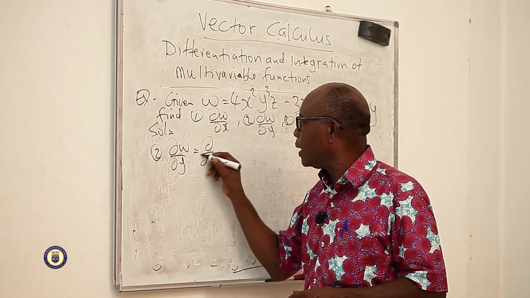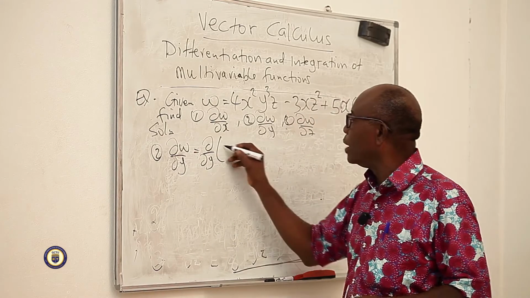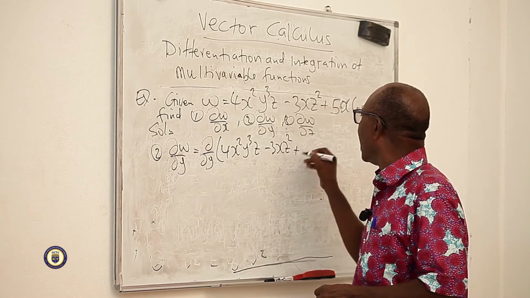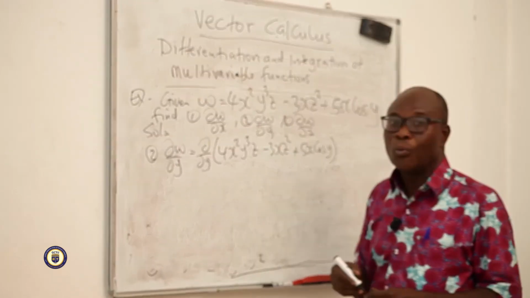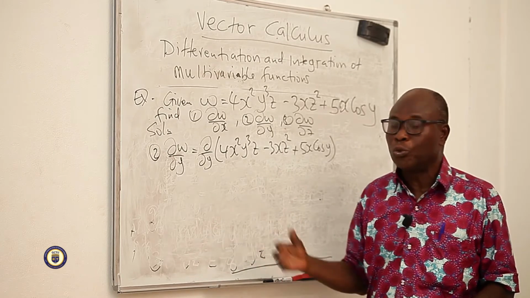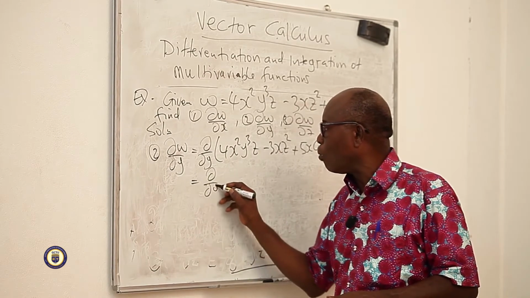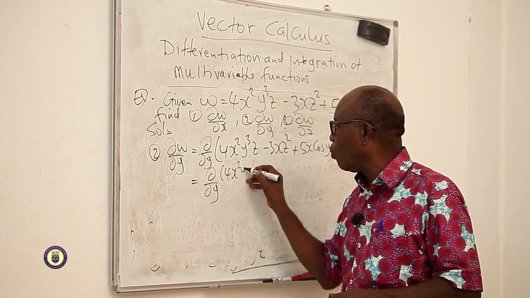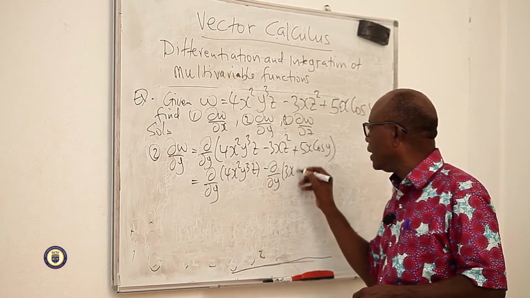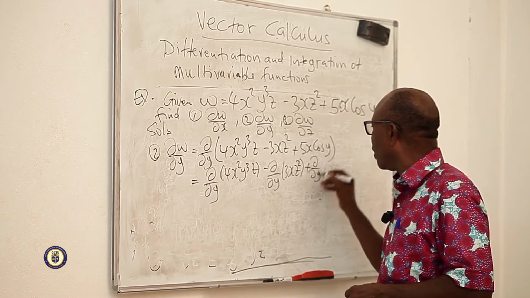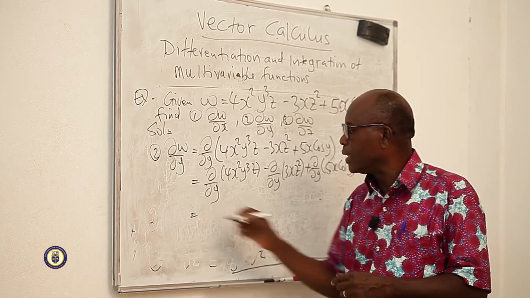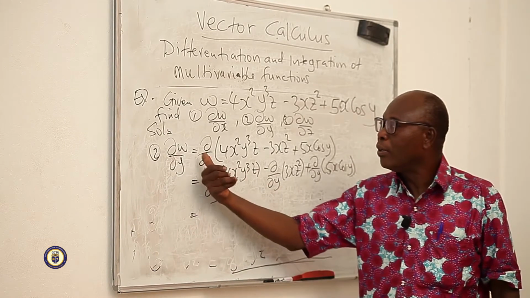And so partial y. And then w is this whole term, which is 4x squared y cubed z minus 3x z squared plus 5x cos y. And so, like we learned earlier in the first example, we need to differentiate them term by term. That's the sum and difference rule. So we separate them. So we're going to have partial y of 4x squared y cubed z minus partial y of 3x z squared plus partial y of 5x cos y.